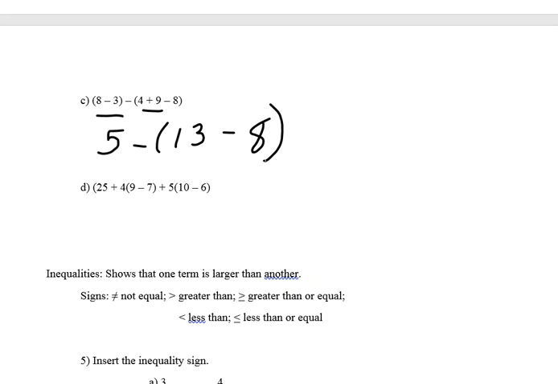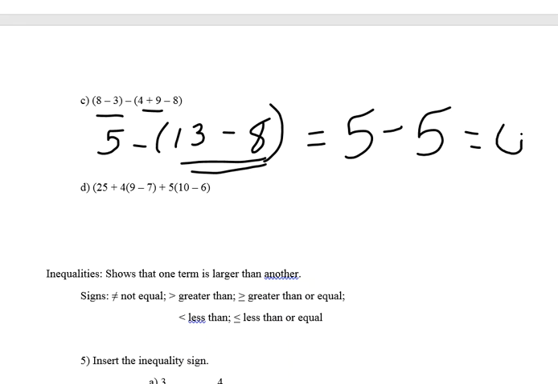So now my problem looks like this: 5 minus parenthesis 13 minus 8. Since I still have a grouping symbol, I have to now do that before I move on. 13 minus 8 is 5. So now my problem is 5 minus 5. I only have subtraction left, so I'm going to go ahead and do that, and I'm left with the number 0.